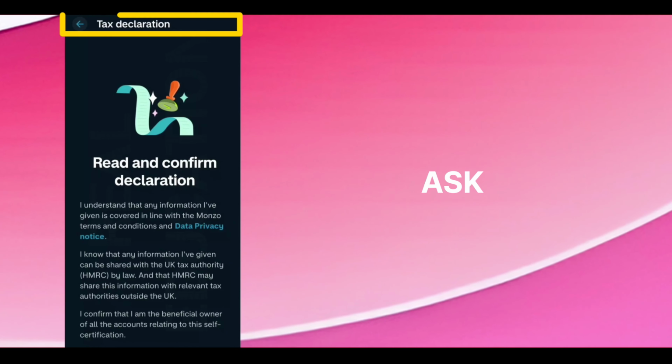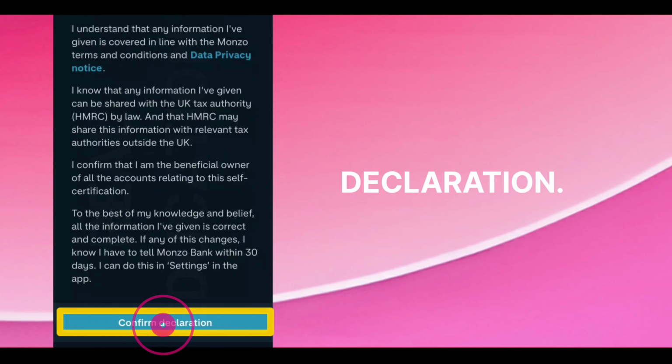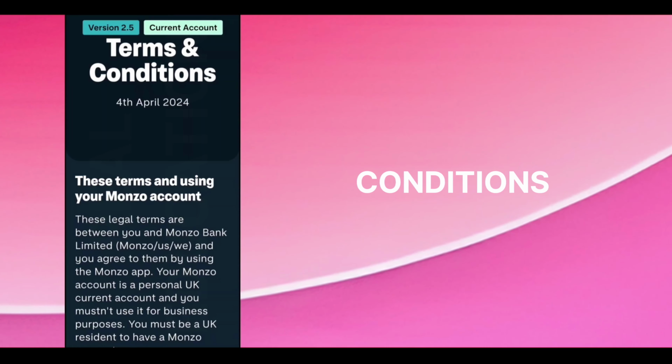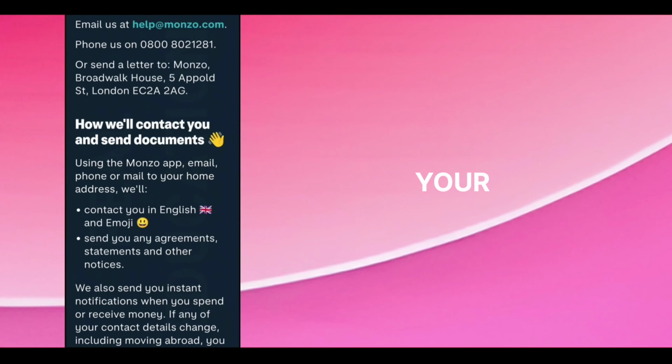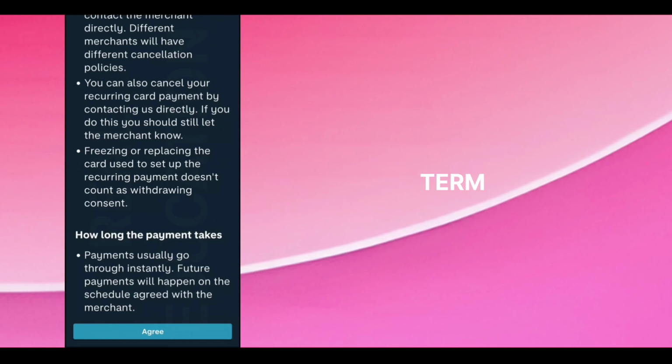Now they will ask you to read the tax declaration carefully. So you need to read it carefully and scroll down, and after that we have to click on confirm declaration. Now read the terms and conditions carefully and scroll down your screen. Scroll down until you find the last option. After reading the terms and conditions, we need to click on I agree.